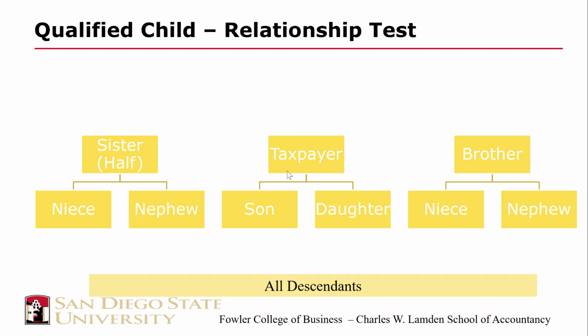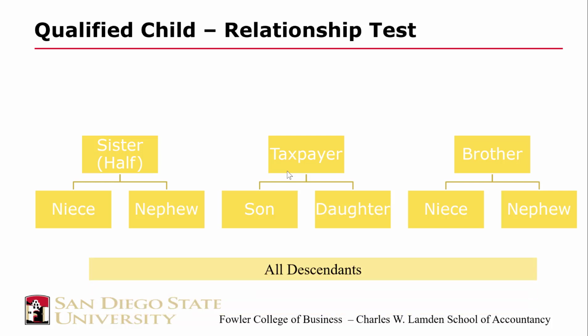So if we work our way down, that means all descendants of any of these people. If your son has children, you can claim them. If your niece has children, you can claim them. If your brother has children, you can claim them. If your brother's nephew or if your nephew has children, you can claim them, as long as they pass all the other tests. So that's the relationship test.